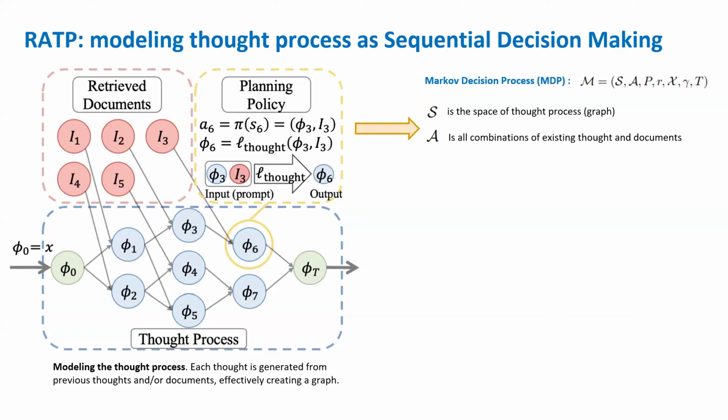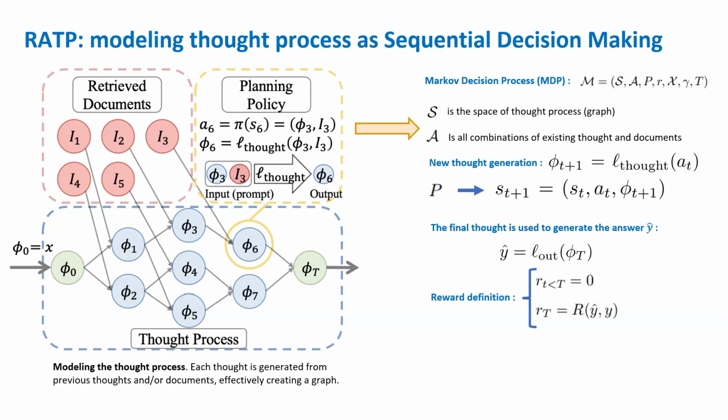And in this formalism, our state space is a space of thought processes, which means the space of the graphs made of thoughts. An action is any combination of existing thoughts and documents. We name the thoughts phi. They are the nodes of the thought process graph. Thus, a new thought is generated by giving the combination of existing thoughts and documents described by an action to an LLM, L-thought. Hence, the transition function P is known. The new state is the concatenation of the old state, the action, and the new thought. You can see the actions as the edges of the graph, if you want.